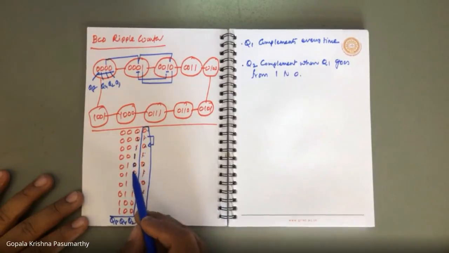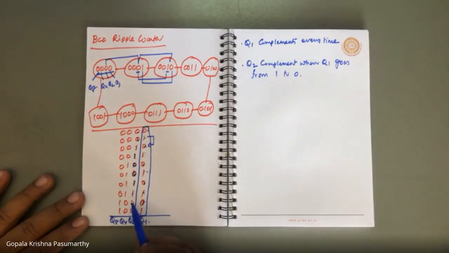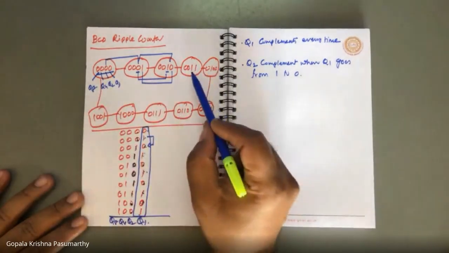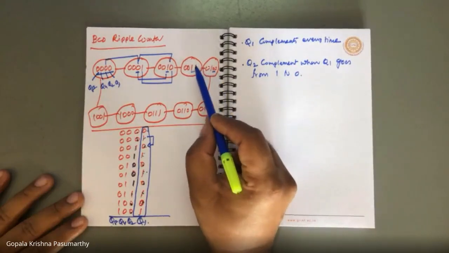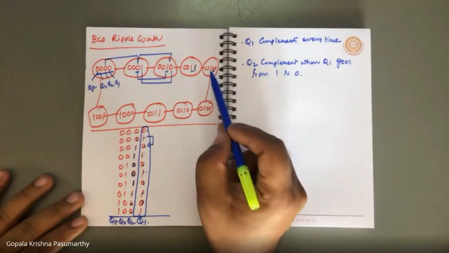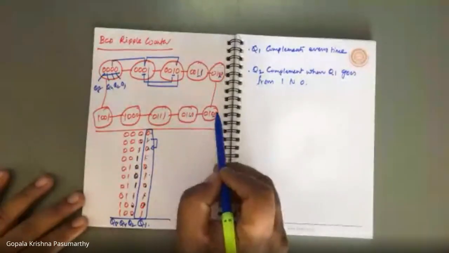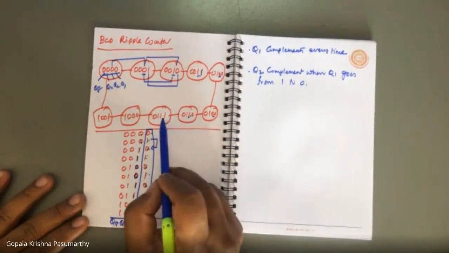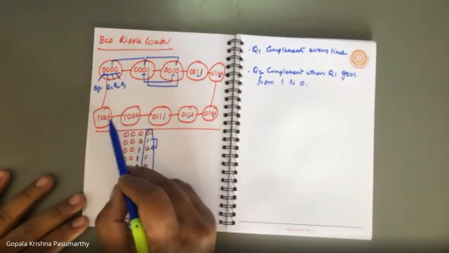Again 0 0, same. 0 1, again complement. See, Q2 complements when Q1 goes from 1 to 0. Again same, no problem. When Q1 goes from 1 to 0, Q2 complements. Again 0 0. Then 1 1 1 0: since Q1 is going from 1 to 0, Q2 complements. Again 0 0, no change. 0 1, no change. 1 to 0, Q2 complements.